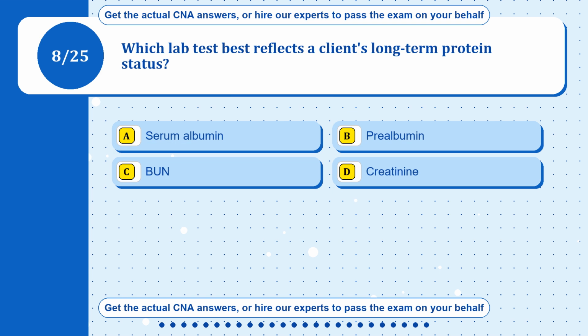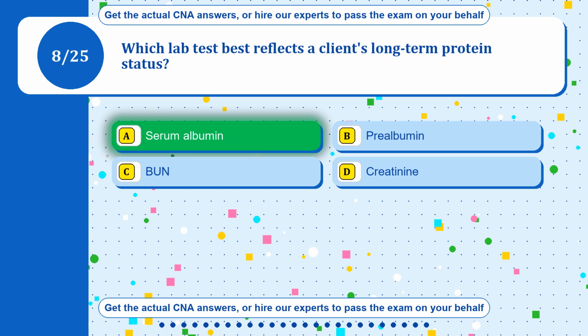Question 8. Which lab test best reflects a client's long-term protein status? Option A, serum albumin. Option B, prealbumin. Option C, BUN. Option D, creatinine. The correct answer is option A, serum albumin.